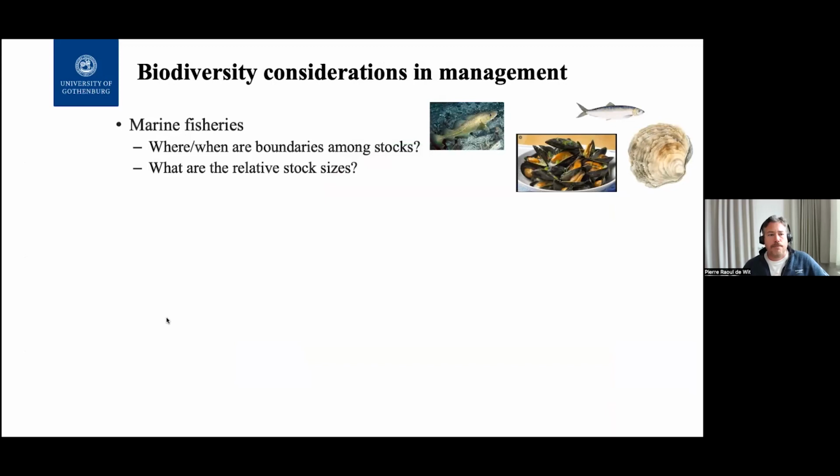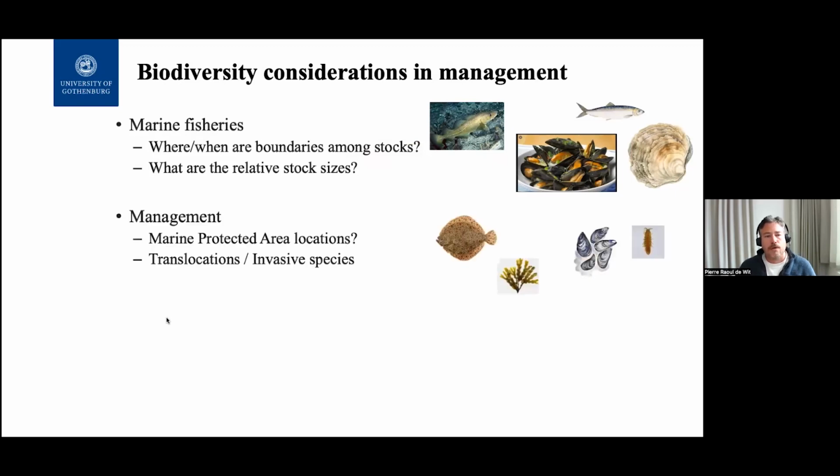So in management, here is a little bit more hands-on what you need to think about. When you manage marine fisheries, you need to consider where you have boundaries between stocks and what the relative stock sizes are. I'm going to talk more about that in a moment. In management, when you create marine protected areas, you need to think about where to place those and how they should look. You also need to consider moving things around. If you do that, what are the effects of that? And what are the effects of potentially invasive species when you move organisms around?